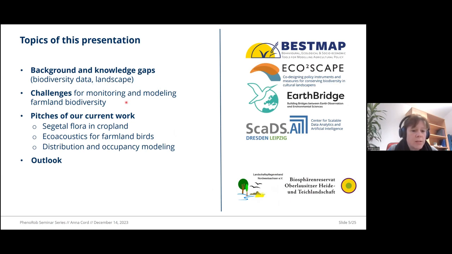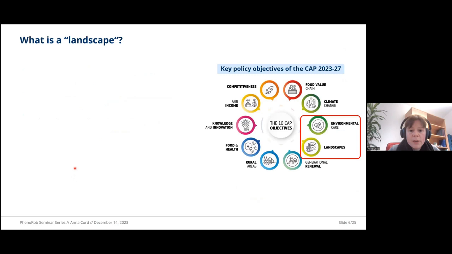I want to summarize, from my perspective, what the challenges really are for monitoring and modeling farmland biodiversity. I'm going to pitch a bit of our current work, three studies, which I think could be a nice potential link to the current activities in FINOROP and maybe also future joint work. And I'm going to conclude with an outlook of interesting questions to study. So what is a landscape?